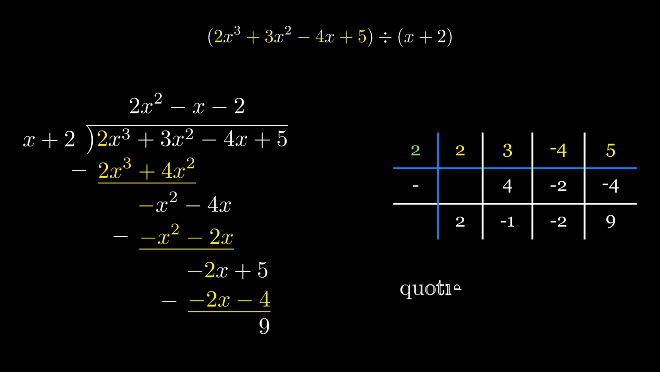Note, 9 is the actual remainder as we can see from the long division on the left-hand side. The rest are all the coefficients of the quotient.